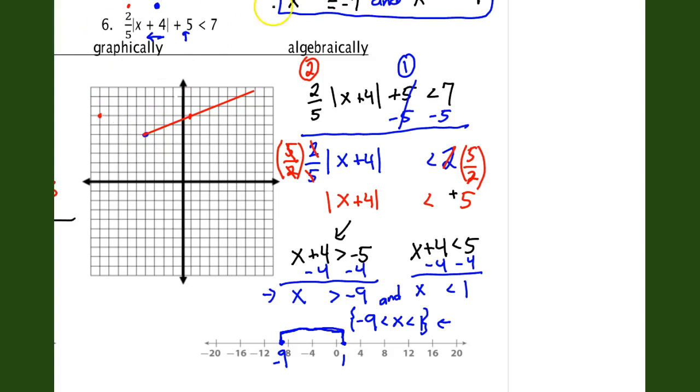Okay, and we have, let's see here, 7. So we have 1, 2, 3, 4, 5, 6, 7.